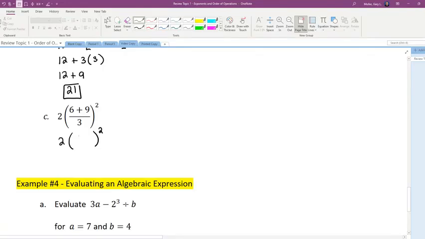6 plus 9 is 15, and I still have the 15 over 3, which hopefully we don't think of as a fraction necessarily. We just think of it as a division problem. So now I evaluate inside the parentheses, which is just telling me to divide. 15 divided by 3 is 5. So I have a 2 times 5 squared. Now I have a multiplication, I have an exponent, and I know exponents come first. So this math problem becomes 2 times 5 times 5 is 25, and 2 times 25 is 50.